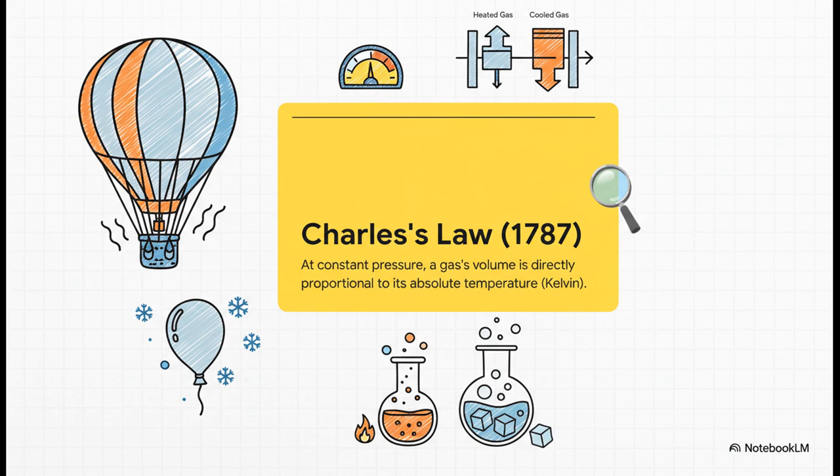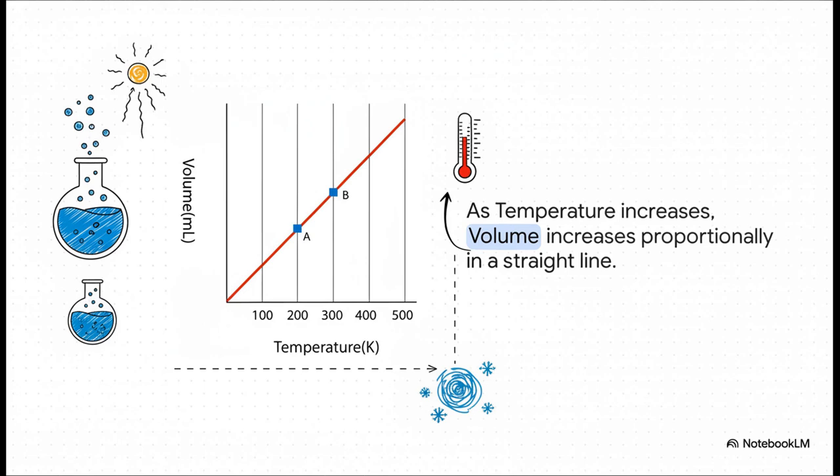Okay, fast forward over 100 years, and a scientist named Jacques Charles finds another major piece of the puzzle. He discovered that if you keep the pressure the same, the volume of a gas is directly tied to its temperature. So, you heat a gas, it expands, you cool it down, it shrinks. This is exactly why a party balloon might look a little sad and shrunken if you take it outside on a really cold day.